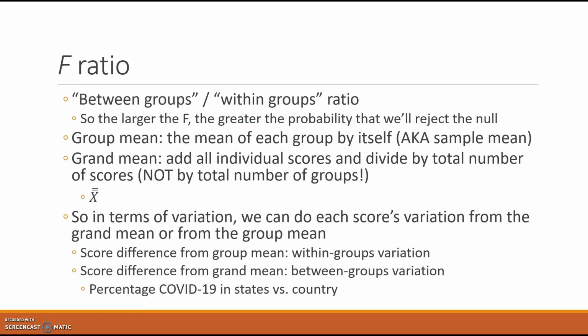So for instance, if we wanted to look at the percentage of COVID, we could look at the percentage of COVID in the entire country, that would be the grand mean, or compare it with the states, that would be a group mean. Where is there more variation? Across the country or in states? If some states have it much worse than others, then it's different ways of looking at this. Or counties versus states. So we're looking at variations to see whether the counties have basically less variability than the whole state does.